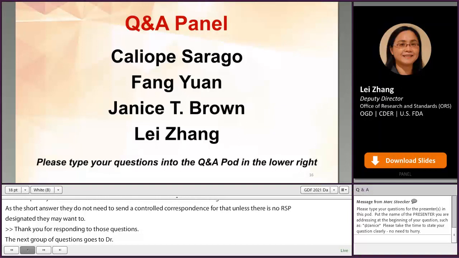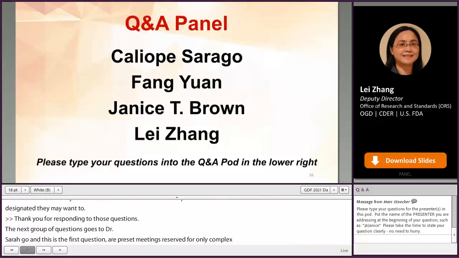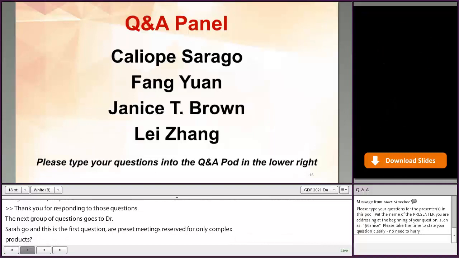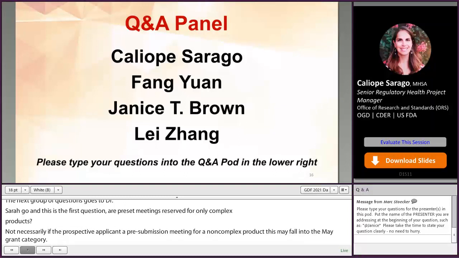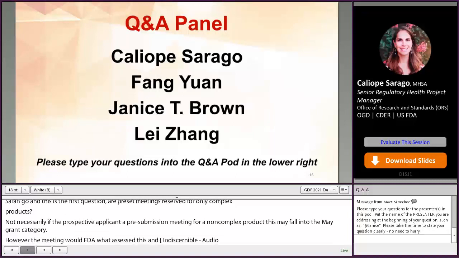Not necessarily. If a prospective applicant wants to submit a pre-submission meeting for a non-complex product, this may fall into the "may grant" category. However, FDA would assess this, and the meeting would have to significantly improve the ANDA review efficiency. Also, the meeting package would still have to be complete, and the questions submitted in the meeting request would need to be appropriate for a pre-submission meeting request.